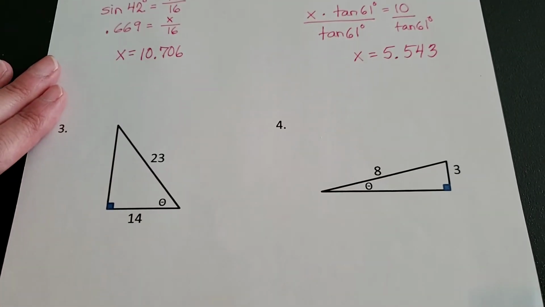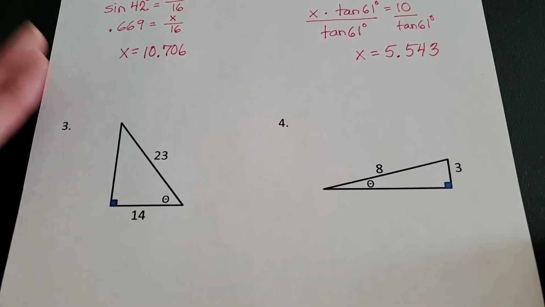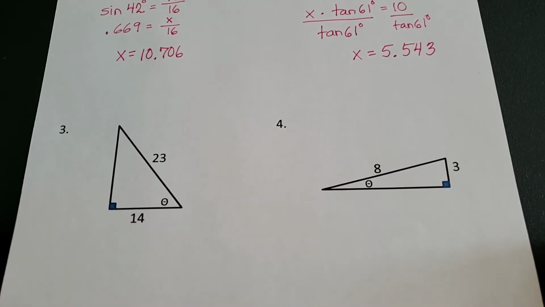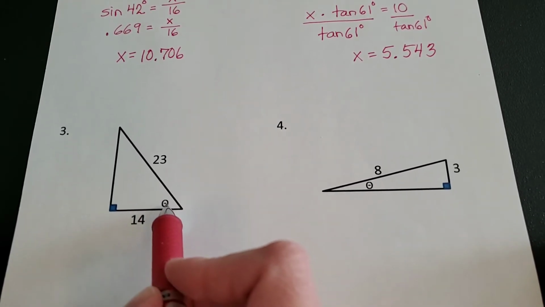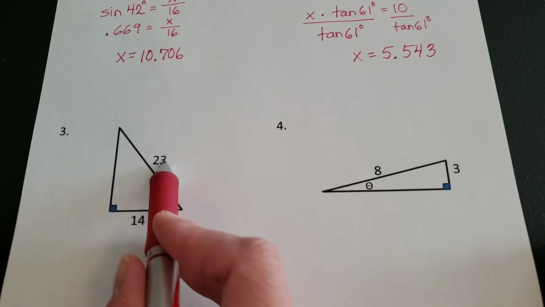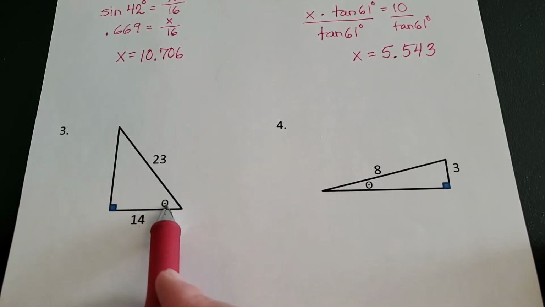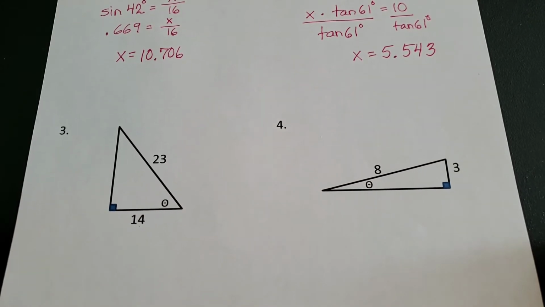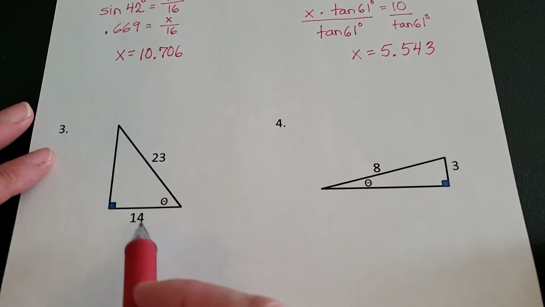We can also use our trig ratios to find a missing angle. Here we've got that fancy Greek letter theta. I like theta. And so let's see, we've got 2 side lengths now, and I want to find that angle. Now we could use the Pythagorean theorem to find that missing side length, but we don't need to. That would just be extra work.